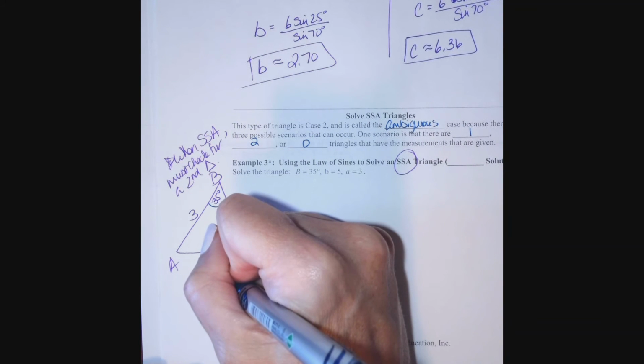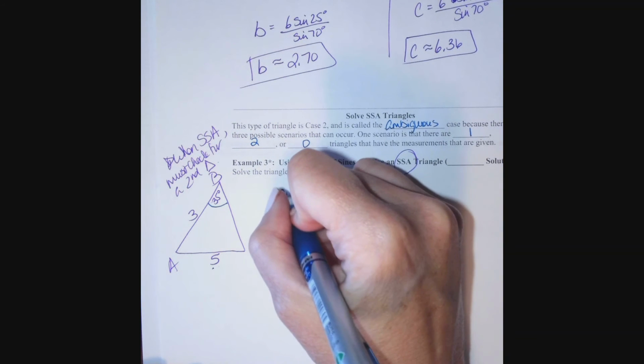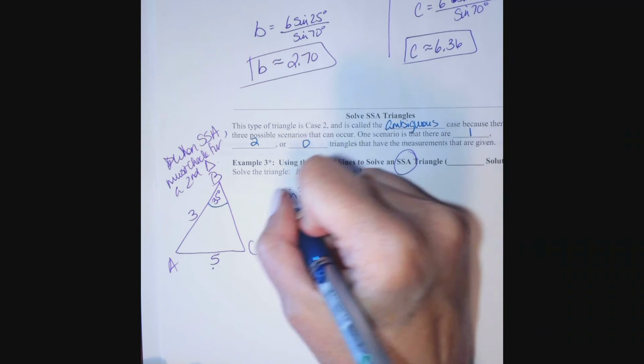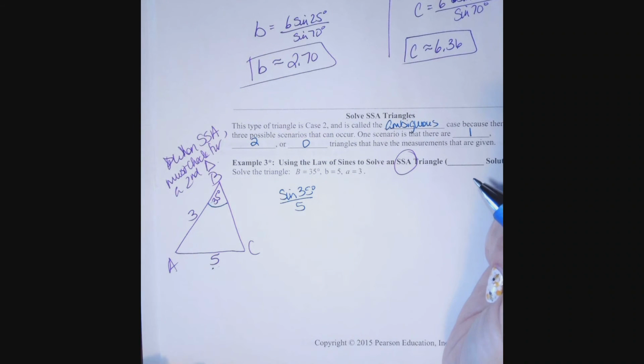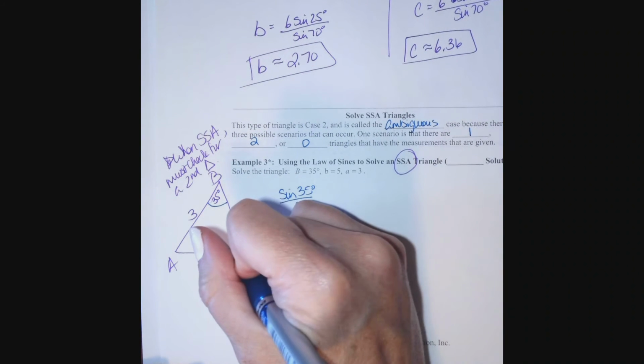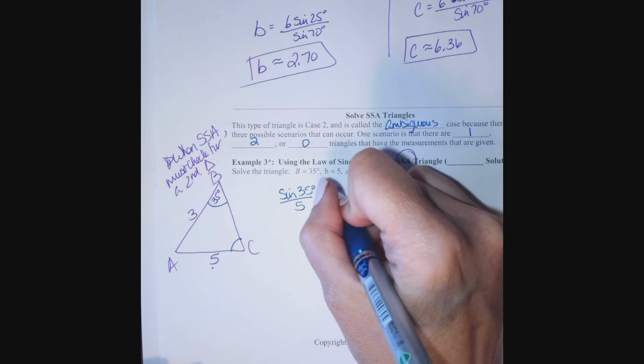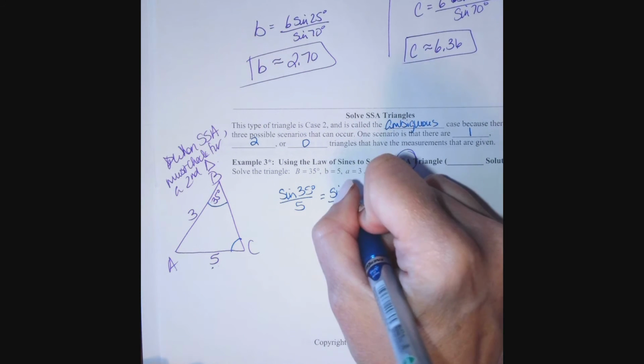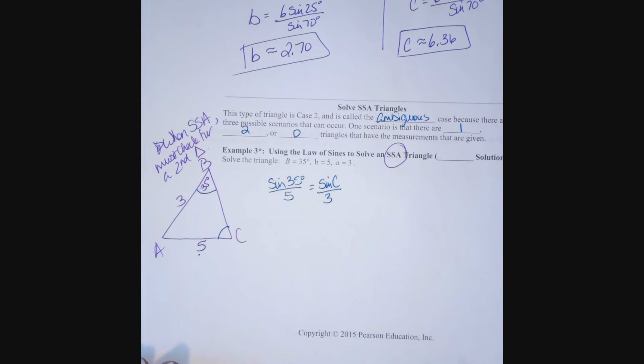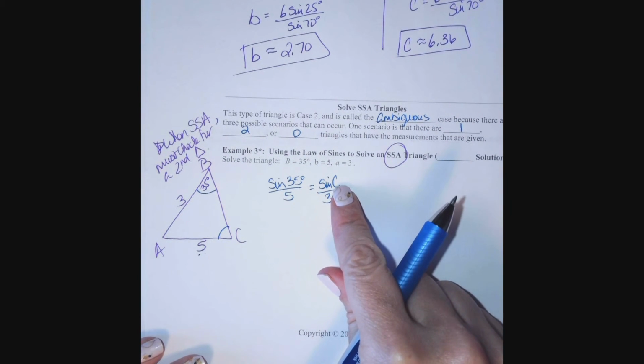So what I know is angle B and side B. I'm going to start by saying sine of 35 degrees over 5. That's my starting place. Well, the only other piece of information I have is this 3. So I need to solve for angle C, so that is going to be equal to the sine of angle C over 3. That's where I have to start. So let's solve for this.